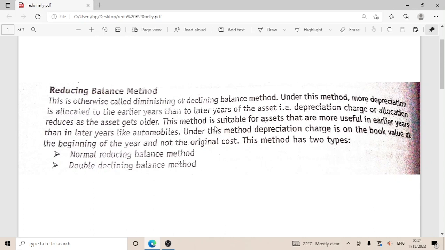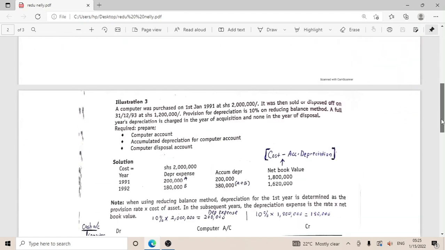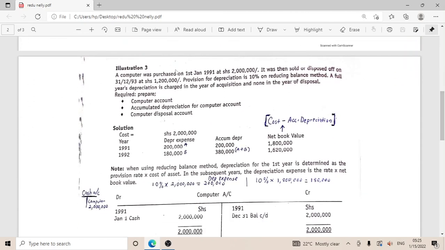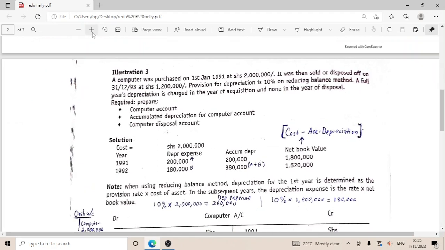So this is always suitable for assets that are more useful in the earlier years than in the later years, for example, automobiles. Under this method, depreciation is always charged on the book value, or carrying value, at the beginning of the year and not the original cost. We are not going to look at the two types, so we move straight to the example which was done. So let me zoom in a little.